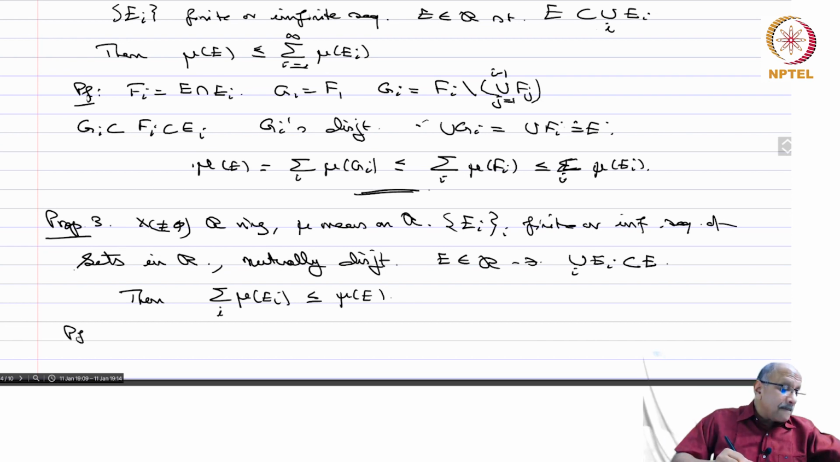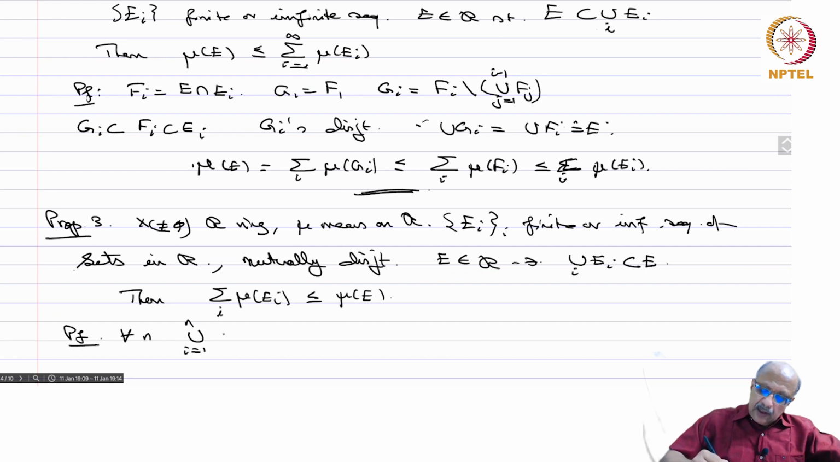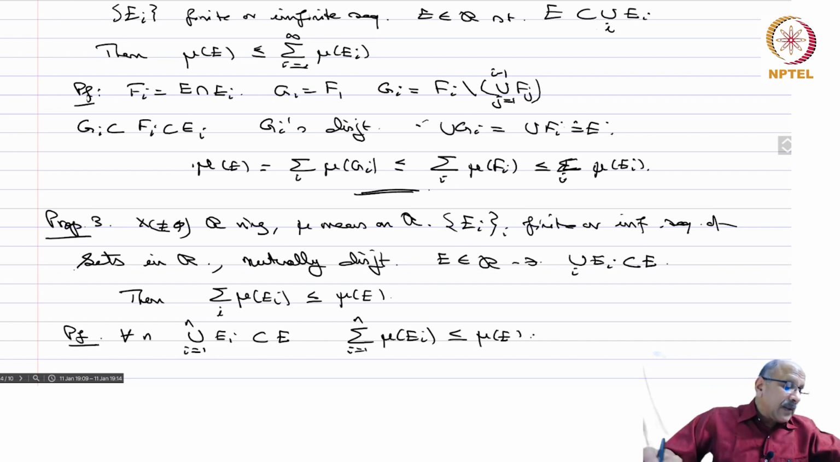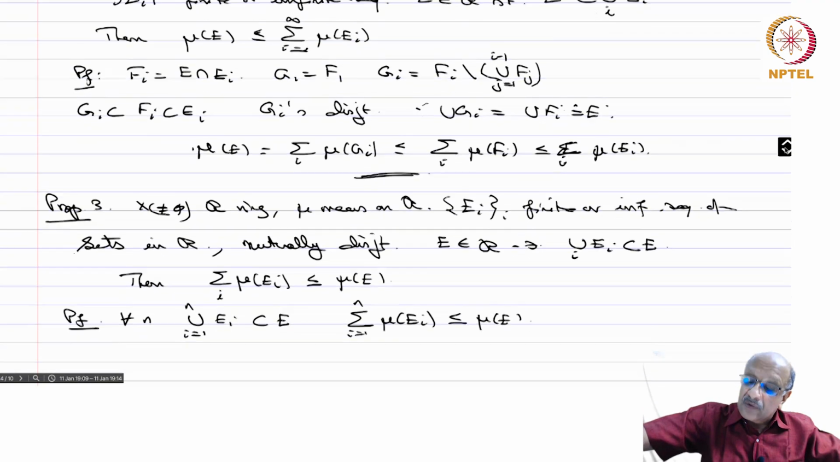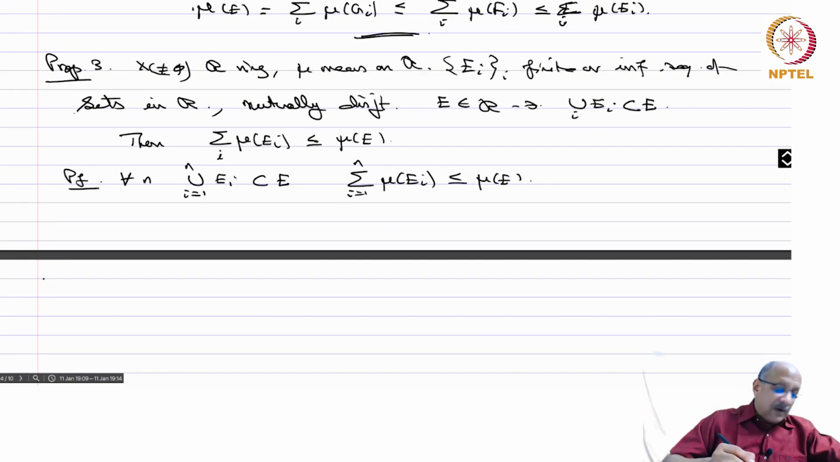So proof: for every positive integer n, the union for i equals 1 to n of E_i is contained in E. And therefore by finite additivity, the sum of mu of E_i, i equals 1 to n, is less than or equal to mu E. And then from this you deduce the result immediately. If the collection is infinite, you let n tend to infinity, otherwise you stop at whatever n you have.